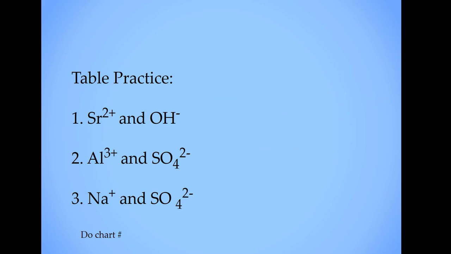So go ahead and practice this. Stop the video and then we'll come back and give you the answers. Okay, we're back now. So let's look at the first one. So we have strontium ion and hydroxide ion, a +2 and a -1. I'm going to have 2 of this -1. So I will write that Sr(OH)2.